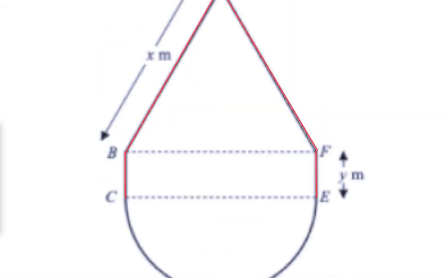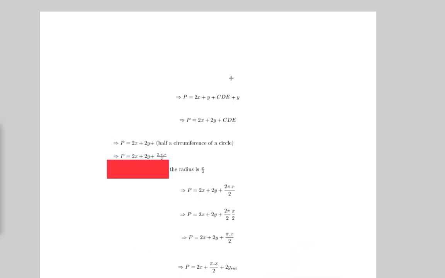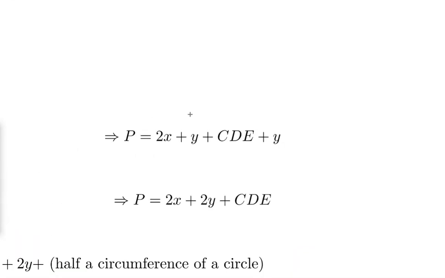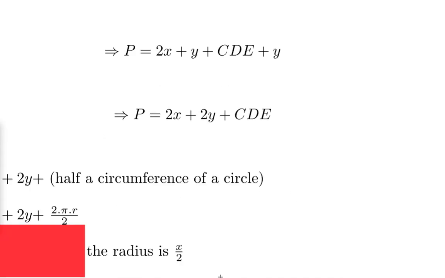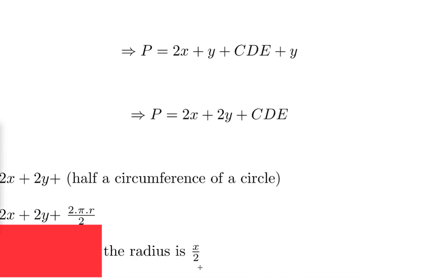We can simplify this down quite considerably by just saying, well, there are two x's. It was x plus y plus CDE plus y plus x, so it would be two x's. And also there are two y's, so it's 2x plus 2y, and then we have this CDE part. That's what we have therefore.